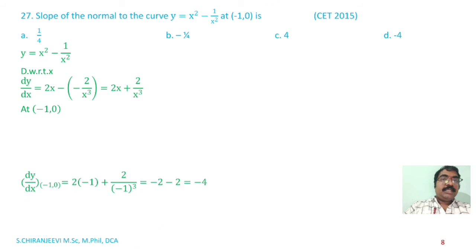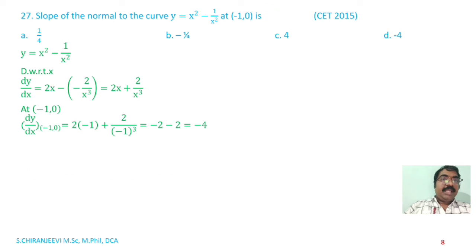So at minus 1 comma 0, if we substitute, dy by dx equal to 2 into minus 1 plus 2 by minus 1 whole cube. So 2 into minus 1 is minus 2. Minus 1 whole cube is minus 1. So 2 divided by minus 1 will become minus 2. So minus 2 minus 2 will become minus 4. Slope of normal is minus 1 by dy by dx. So it will be 1 by 4, which is option A.